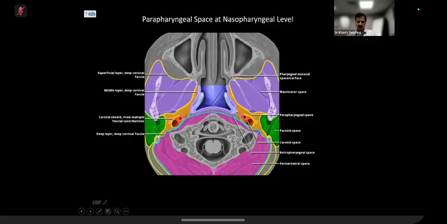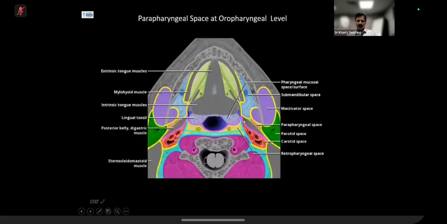So once again, a repetition here: this is the parapharyngeal space, which has got fat. This is the pharyngeal mucosal space, the nasopharynx. This is the masticator space, which is anterior. So this is medial, this is anterior and maybe anterolateral. Now, the parotid space is lateral, and the carotid space is posterior. As we go to the level of the oropharynx, you can see that the parapharyngeal space is attenuated, and then it finishes.